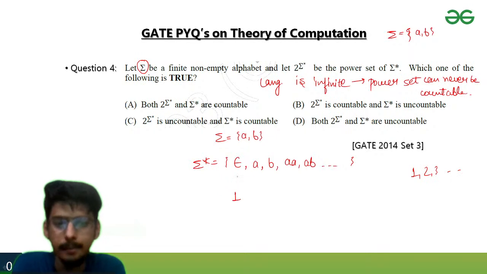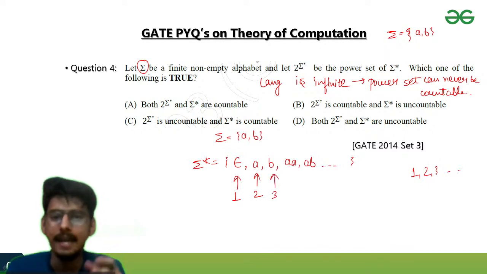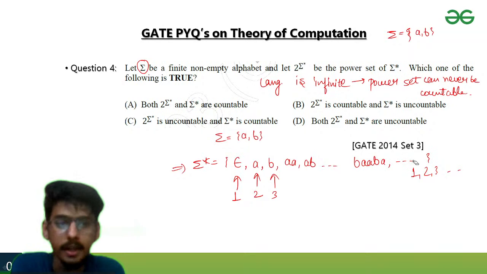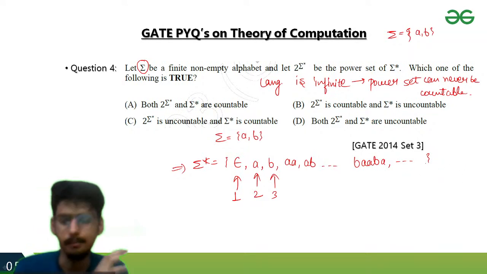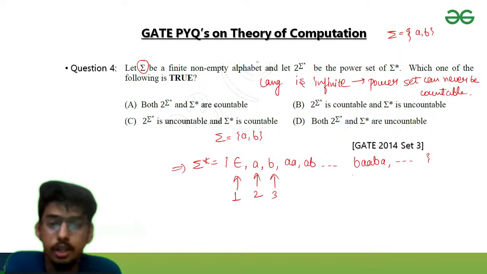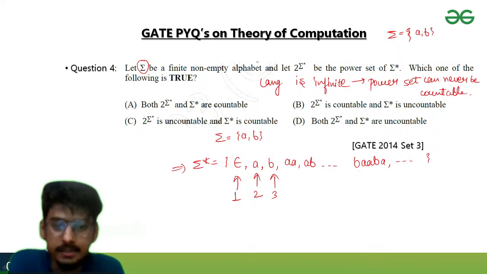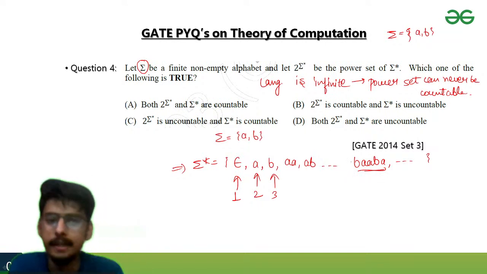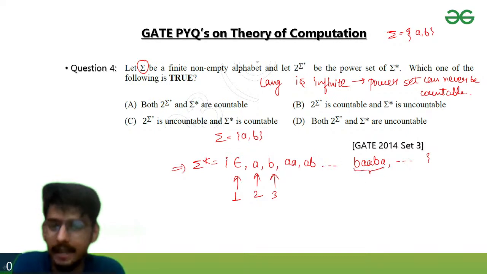So 1 can be mapped to epsilon, 2 can be mapped to a, 3 can be mapped to b, and so on. So basically any string which is present in sigma star, let's suppose I have some string over here which is like b a something, right? This string will be generated in a finite number of steps. Why is that happening? Because I know that this string is of length 5, right?